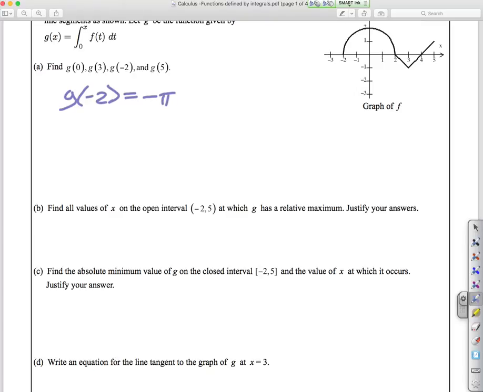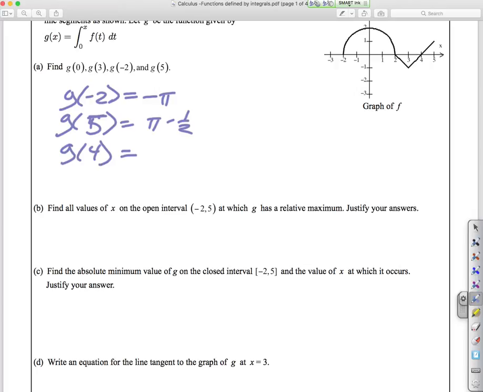Negative pi. And G of 5 we figured was pi minus 1/2. Is that correct? Okay. So if I'm looking for an absolute minimum, what else do I need to consider? Critical points. Where are my critical points? 2 and 4. But I really only need to consider 4.